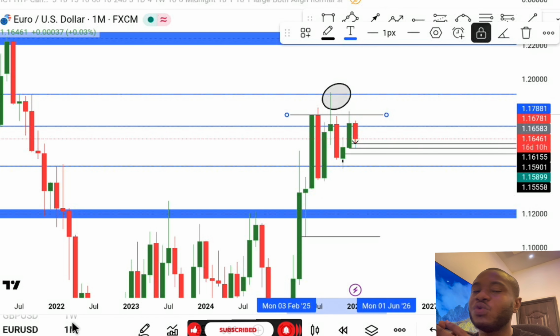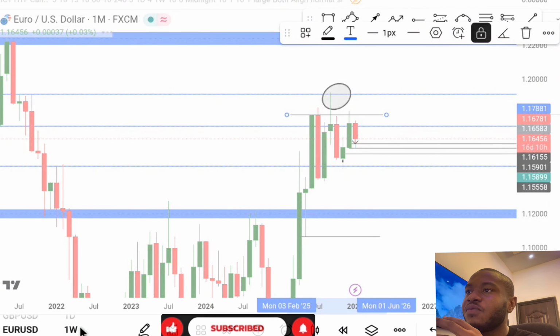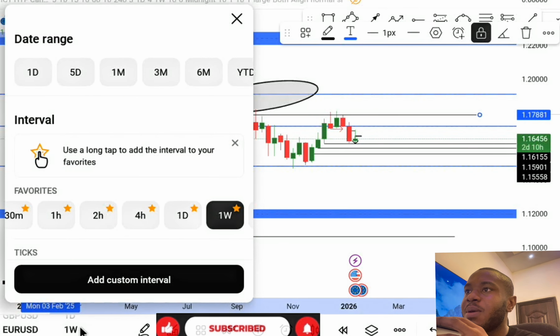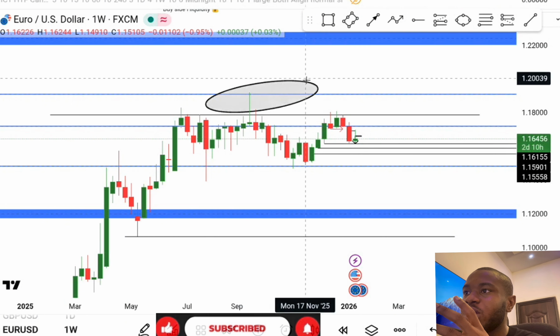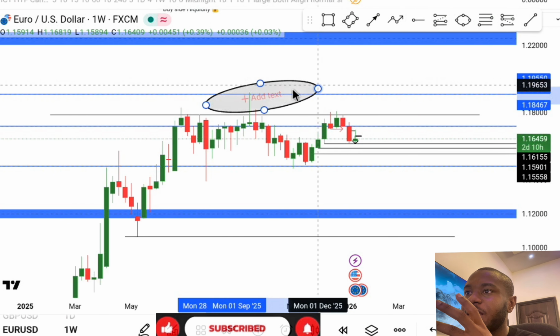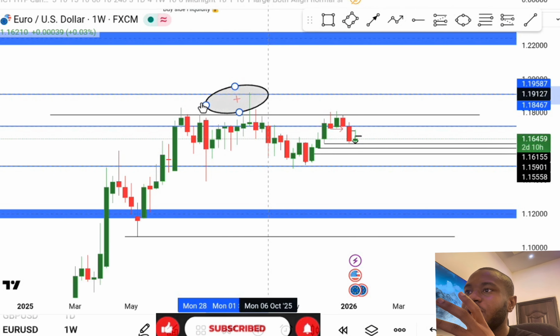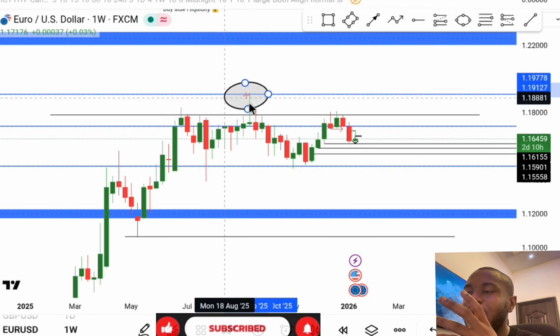So let's go to the weekly time frame and actually know what is happening more on the weekly time frame. When we come to this weekly time frame, I'm seeing some rejection here, showing that Euro USD is actually going more lower at this point.